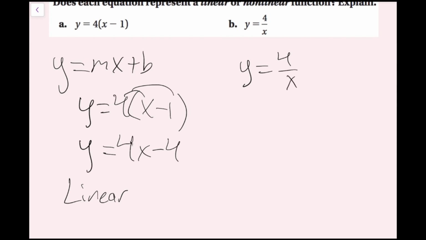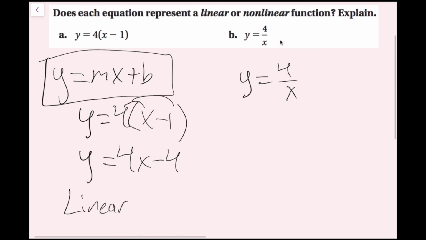And if you see in our slope-intercept form, which is what we're trying to base this off of, there's no x on the bottom of a fraction, okay? We can never have x on the bottom of a fraction. We can have a fraction next to our x, but not having the x on the bottom of the fraction. So right away, I can recognize that this is going to be a nonlinear function right here.